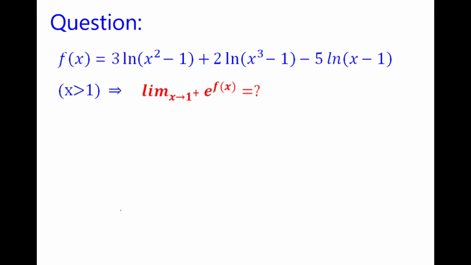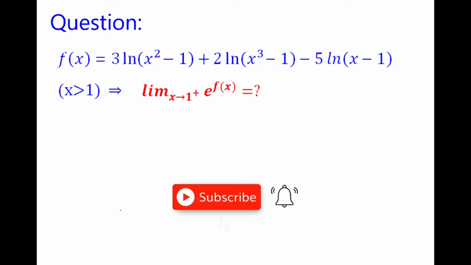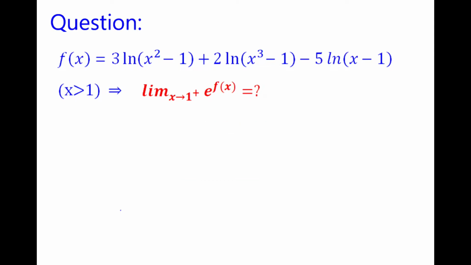If you want, before I start solving the question, you can pause the video now and try it yourself. Otherwise, let's get started. We have f of x as 3 times ln of something plus 2 times ln of something minus 2 times ln of something. If you realize, we have plus here, we have minus here.